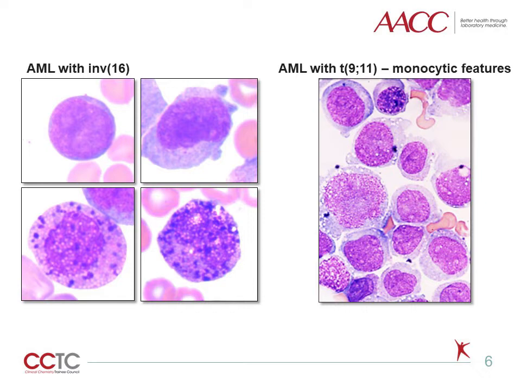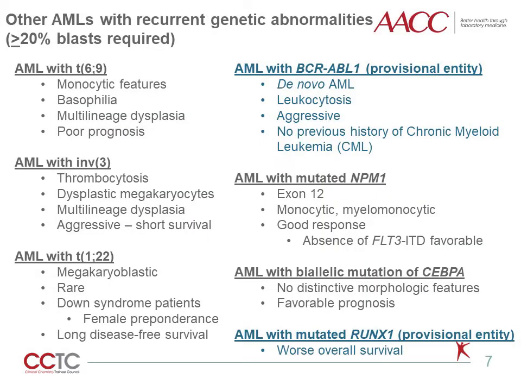With regard to other acute myeloid leukemias in the recurrent genetic subcategory, some salient morphologic features include AML with translocation 9;11 resulting in KMT2A-MLLT3 fusion demonstrates monocytic features and is associated with intermediate survival. AML with translocation 6;9 may demonstrate monocytic features and is usually associated with basophilia and multilineage dysplasia. In both children and adults, acute myeloid leukemia with translocation 6;9 generally carries a poor prognosis.